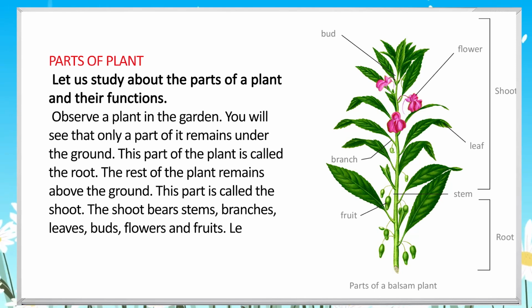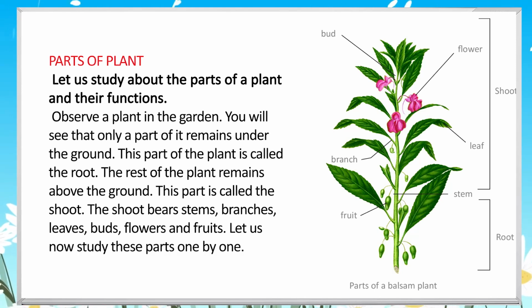The rest of the plant remains above the ground. This part is called the shoot. The shoot bears stems, branches, leaves, buds, flowers and fruits. Let us now study these parts one by one. Parts of a balsam plant: bud, flower, fruit, branch, stem, leaf, shoot, root.